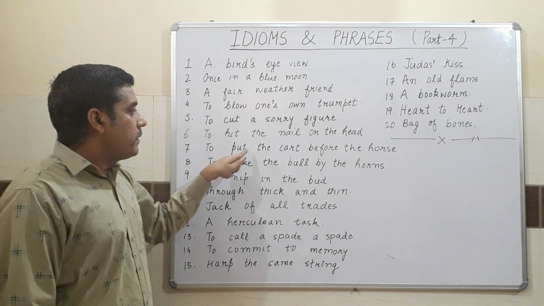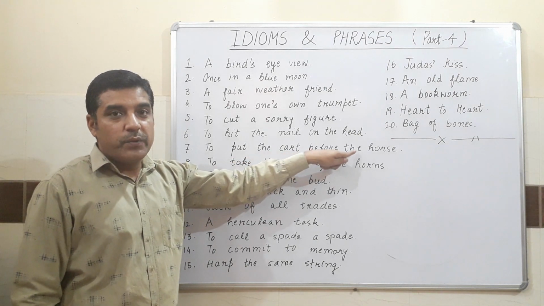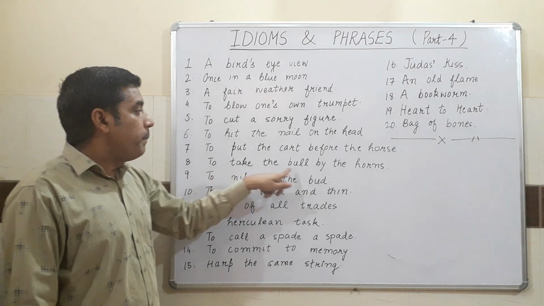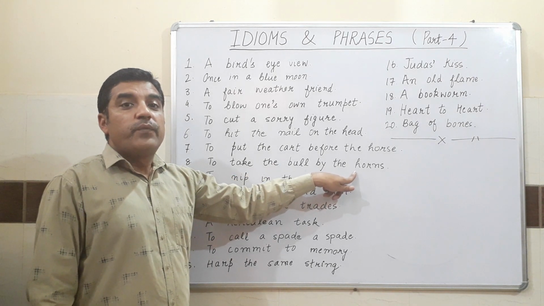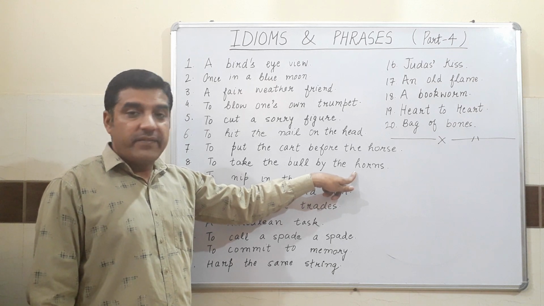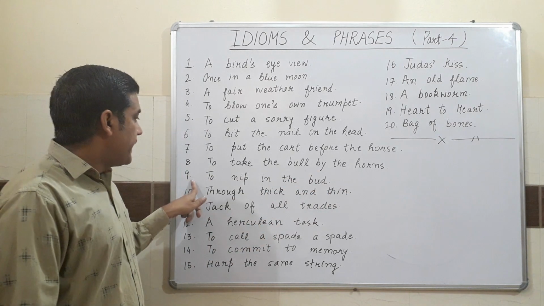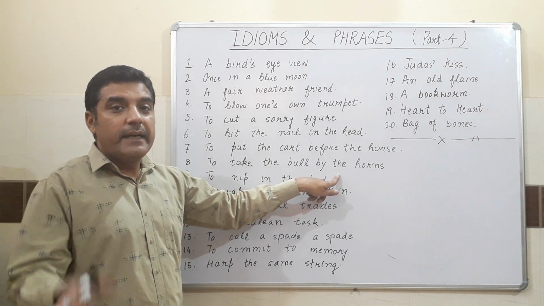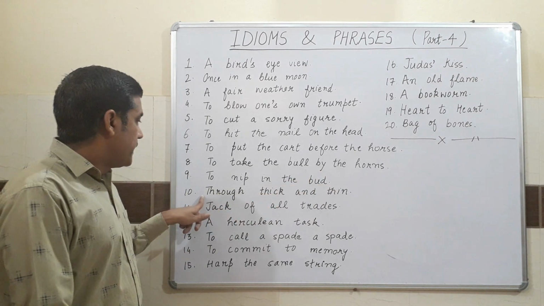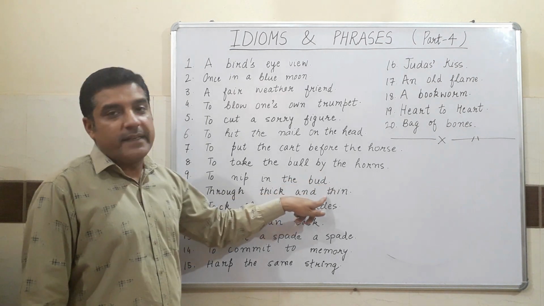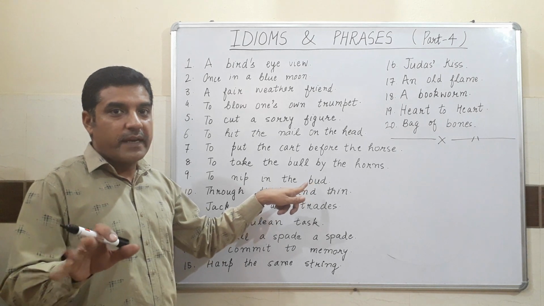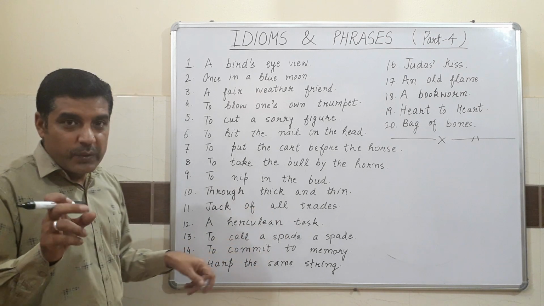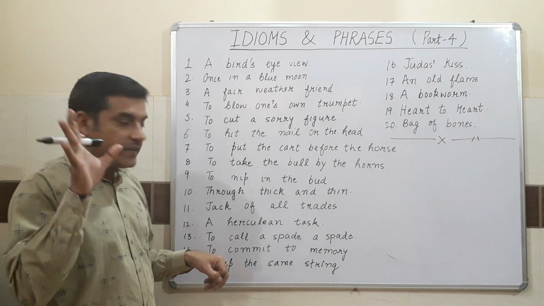7 says to put the cart before the horse, that is to do things in the wrong way. 8 says to take the bull by the horns, that is to face a difficulty with courage. 9 says to nip in the bud, that is to tackle a problem in the beginning of it. 10 says through thick and thin, during all times, I am with you. 11 says jack of all trades, one who knows a little bit of everything.